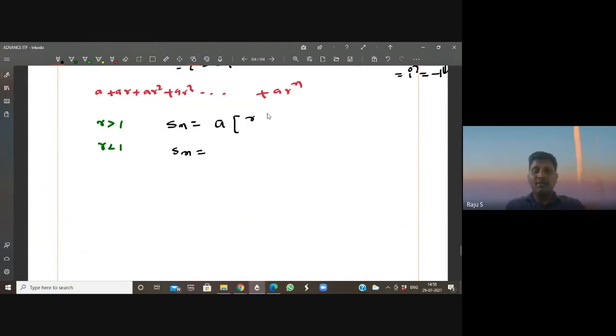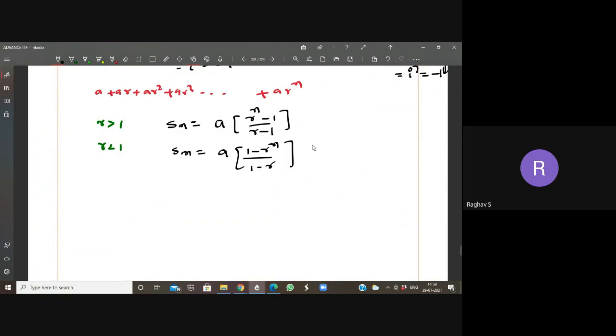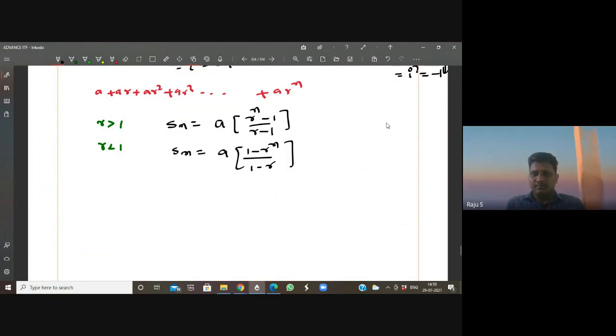Yes, whenever r is greater than 1, it is r minus 1 here. So that r minus 1 is correct. Whenever r is lesser than 1, it is a into 1 minus r power n by 1 minus r. Remember. Clear? For infinity, a by 1 minus r, sir. That's all. That is only for the lesser than 1 case, a by 1 minus r. So everyone should remember this.